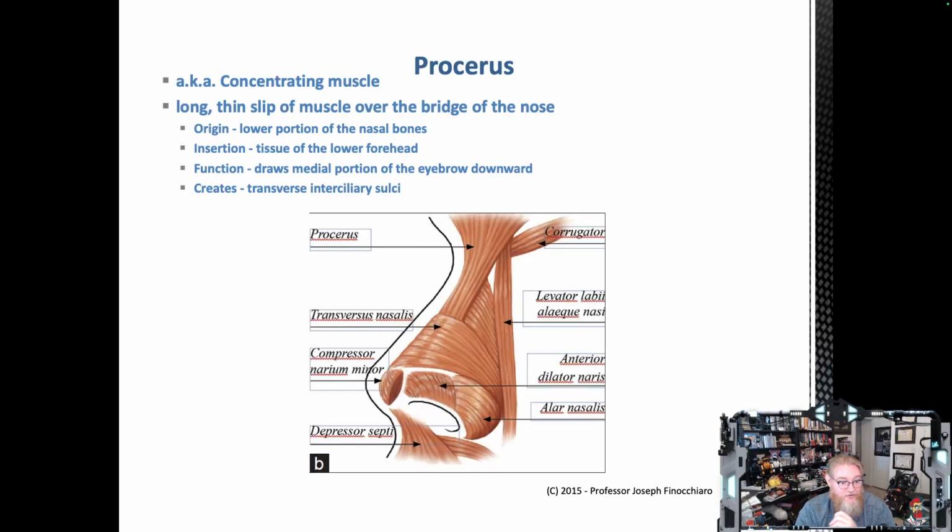And what does it do? It draws the medial portion of the eyebrow downward. Well, if it starts here and goes up and it pulls down, it will pull skin, including the most medial portion of the eyebrow, down towards the nose. And what does this create? Transverse interciliary sulci. Okay, so now we had vertical interciliary sulci, and now we have transverse interciliary sulci. So these are the little age grooves that form from that muscle doing its thing right above the root of the nose.